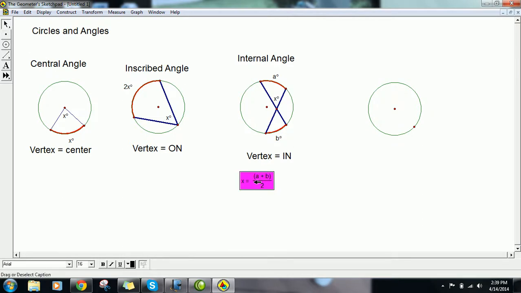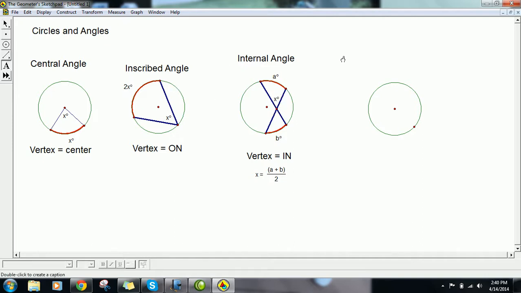So the relationship for this type of internal angle, where the vertex is inside the circle yet not on the center (that case would be a central angle): if the vertex is inside the circle, then this particular angle x, which is the same as that x, is equal to the average of the two intercepted arcs, so A plus B divided by 2. Let's say this arc were 50 degrees, and this arc were 30 degrees. Then the measure of this angle, or this angle, would be 50 plus 30 divided by 2, so that would be 40.